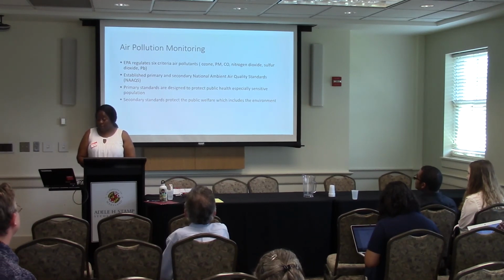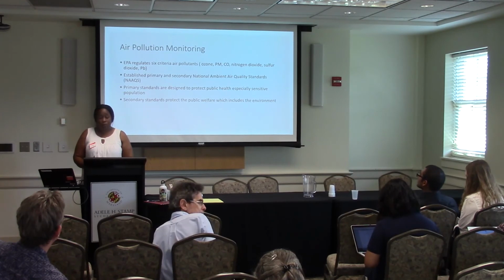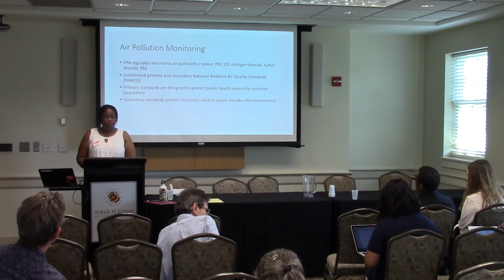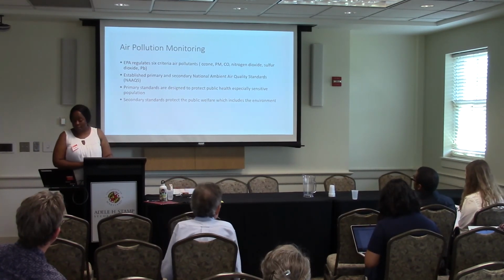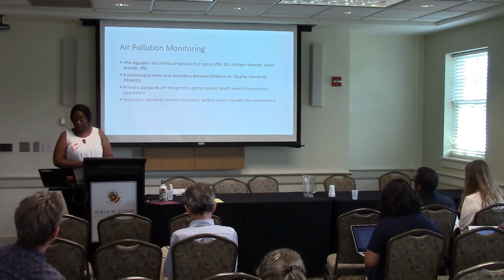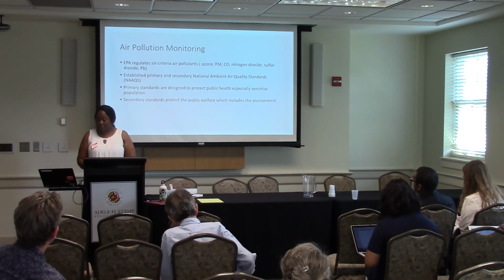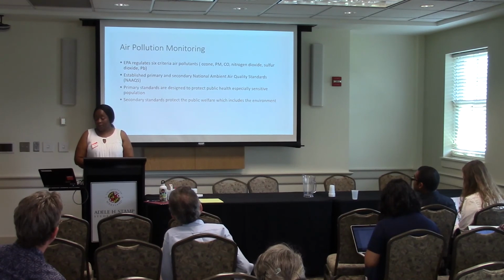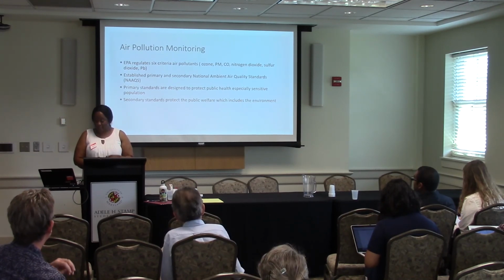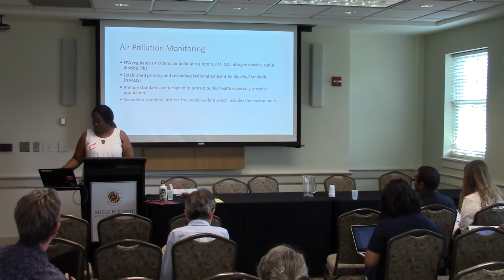EPA regulates six criteria air pollutants under the National Ambient Air Quality Standards, which are ozone, particulate matter, carbon monoxide, nitrogen dioxide, sulfur dioxide, and lead. The primary standards are designed to protect public health, especially sensitive populations, and the secondary standards protect the public welfare, which includes the environment.